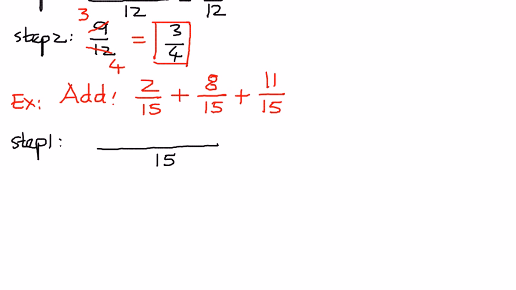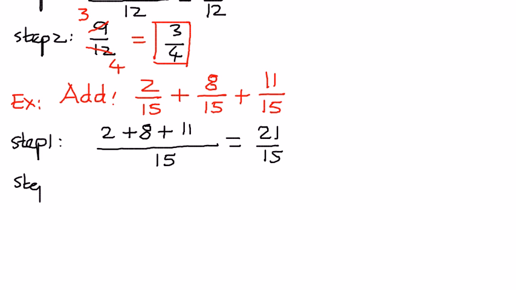The numerator for the first fraction is 2. The numerator for the second fraction is 8. The numerator for the third fraction is 11. So when we combine this, 2 plus 8 is 10. 10 plus 11 is 21 over 15. 21 over 15. We can simplify this some more, and the way to do that is as follows.